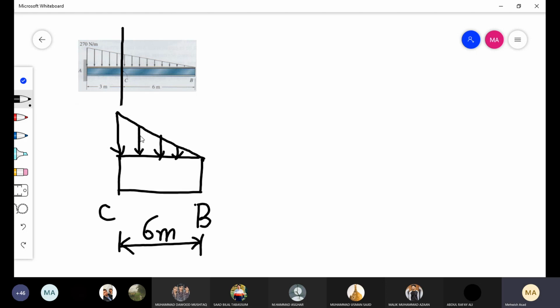ठीक है. ये क्लियर है कि हम BC सेगमेंट को क्यों यूज कर रहे हैं? ताकि हम रिएक्शंस को अवॉइड कर सकें या उनको ओमिट कर सकें. रिएक्शंस के बगैर हम अपने प्रॉब्लम को सॉल्व कर सकें. द प्रॉब्लम इज टू फाइंड आउट द इंटरनल फोर्सेस.